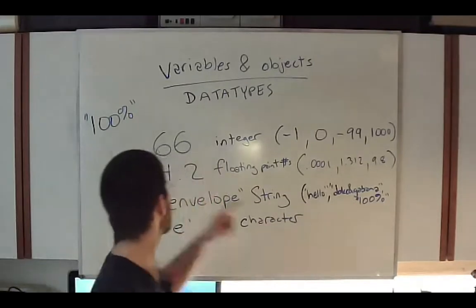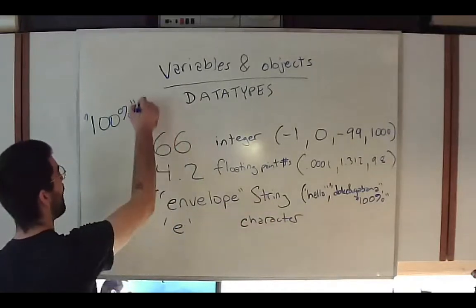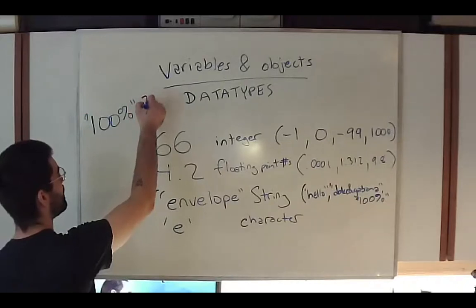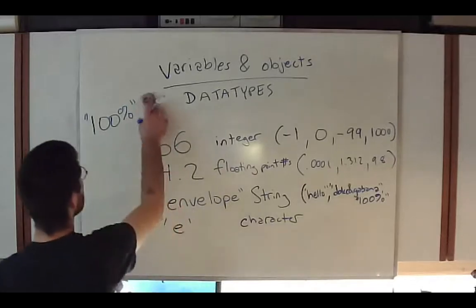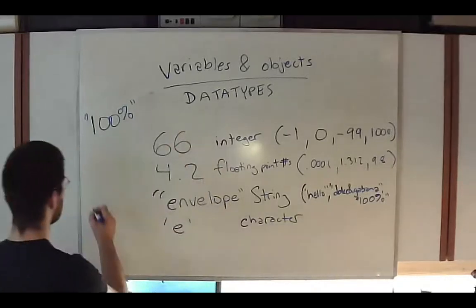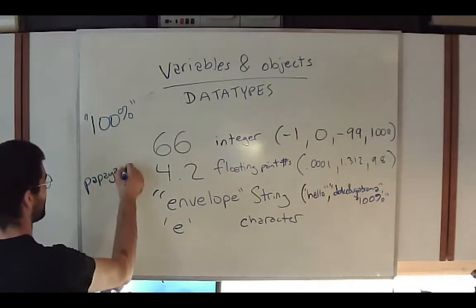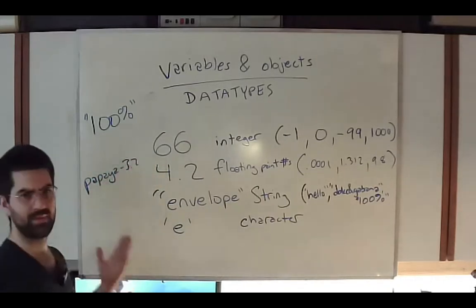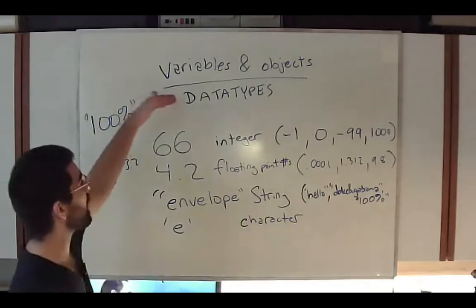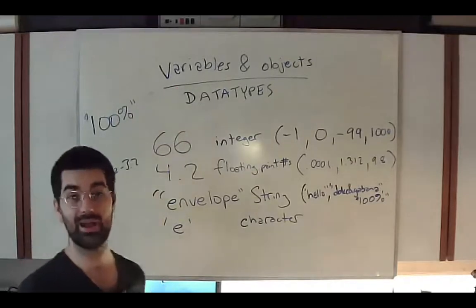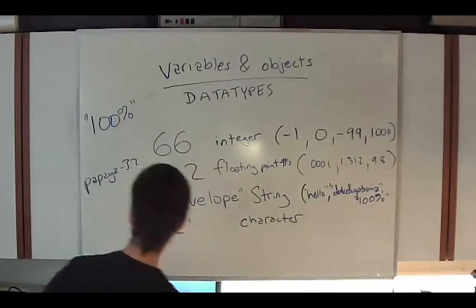So you can't multiply a string, 100%, by 70. You can't multiply a string by a number, because that's the same as saying, what is papaya minus 3.2? Papaya minus 3.2, that doesn't mean anything, right? So this is why we have to be careful and aware of our data types when we're working. All right.